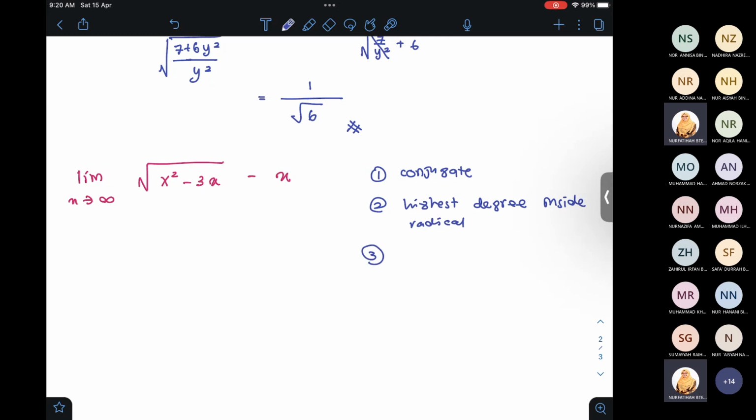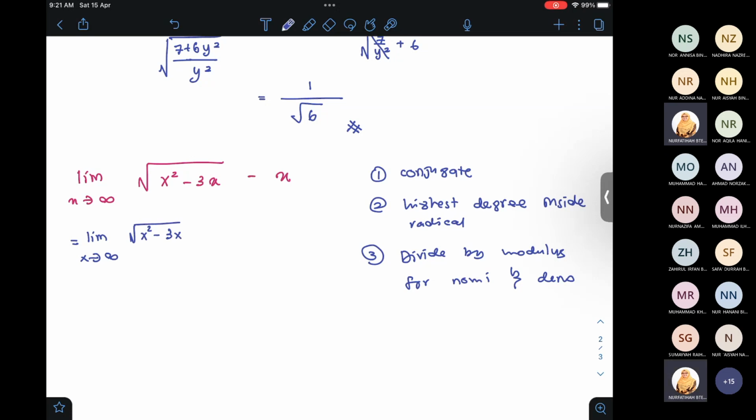And for the third step, divide by modulus, for the numerator and also the denominator. So firstly, we multiply by the conjugate. Limit x tends to infinity of the square root of x square minus 3x, minus x.